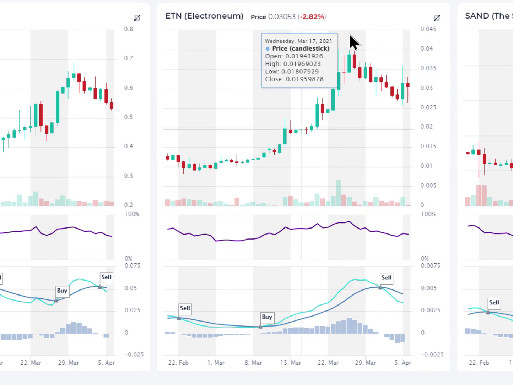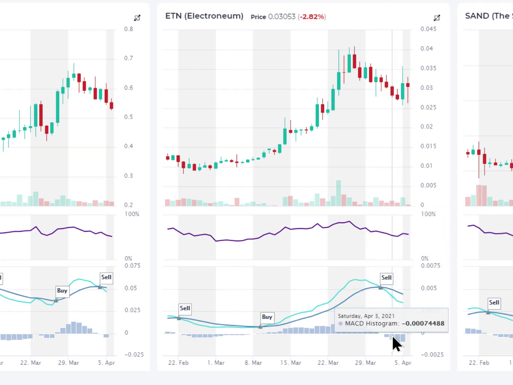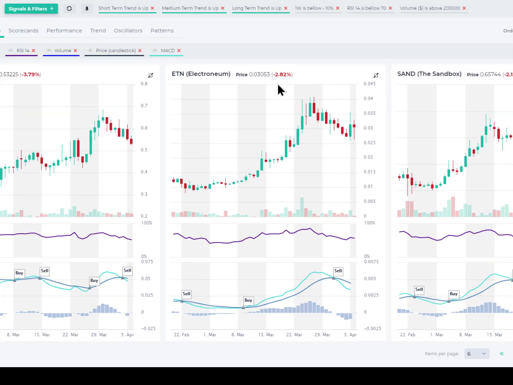Here's one, Electroneum. Electroneum, great uptrend. RSI is still above 50, which is bullish. And MACD is bearish, but the histogram, as you can see, is already changing directions, indicating the momentum may be shifting to bullish. Now, it could turn out to be just a head fake, but the histogram can typically be a good indication of a change in the momentum.